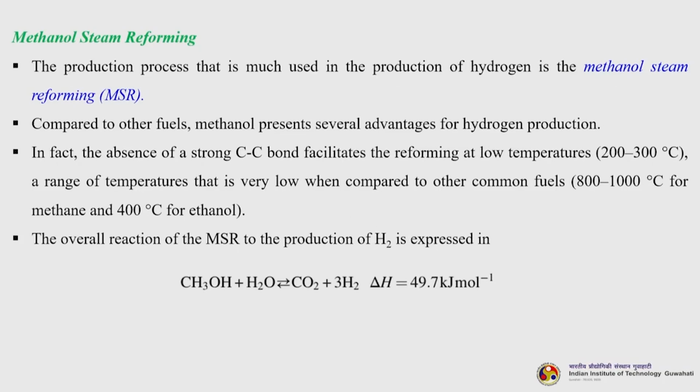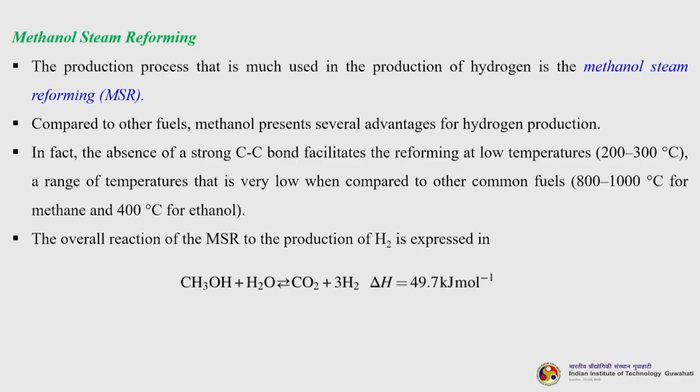So, the next one is methanol steam reforming. The production process that is much used in the production of hydrogen is the methanol steam reforming, popularly known as the MSR pathway. Now, compared to the other fuels, methanol presents several advantages for hydrogen production. In fact, the absence of a strong carbon-carbon bond facilitates the reforming at low temperatures, a range of temperature that is very low when compared to other common fuels.